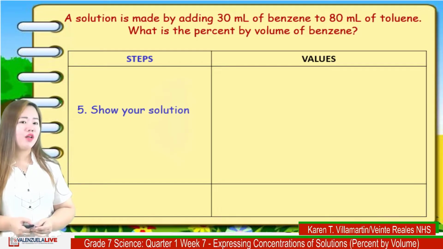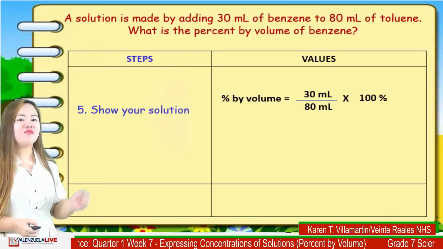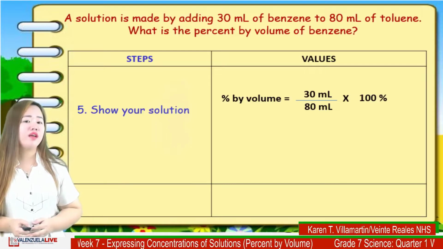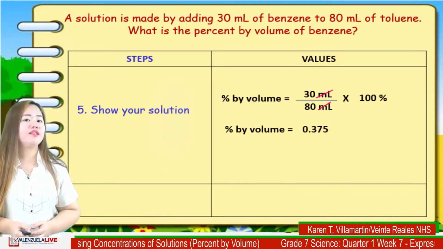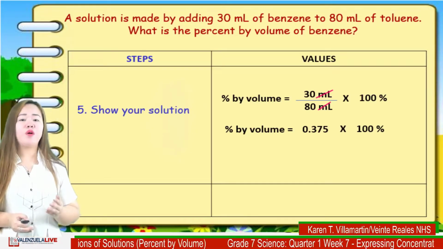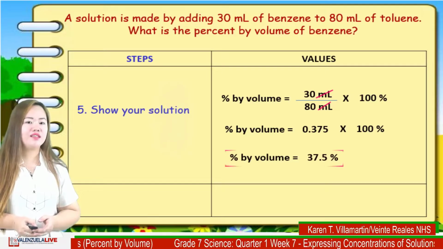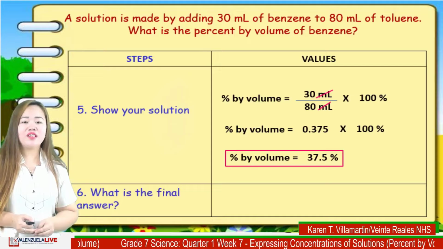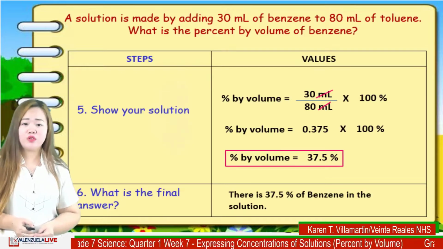And to show the solution, all you need to do is copy the substitute values. Again, percent by volume equals 30 ml divided by 80 ml times 100%. Cancel the units, so we have 0.375, but we still have to multiply 0.375 by 100%. And the final answer is 37.5%. Therefore, there is 37.5% of benzene in the solution.